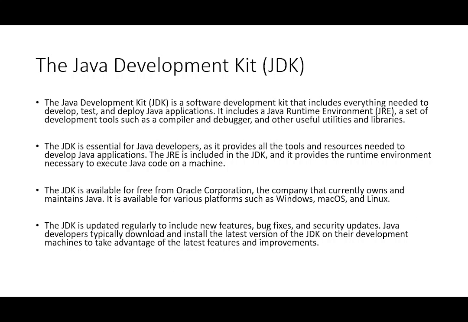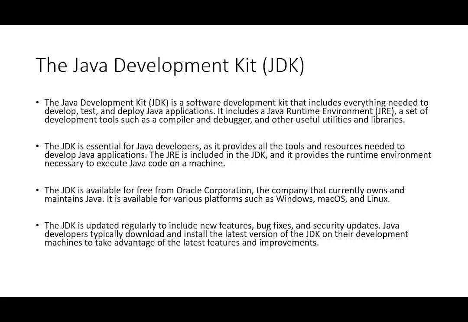So what is the Java Development Kit? The Java Development Kit is a software development kit that includes everything that is needed to develop, test, and deploy Java applications. We'll be talking more about what it has on the next slide. The JDK is essential for Java developers as it provides all the tools necessary to develop Java applications. It is available free from the Oracle Corporation. We'll also be going over where you can access that shortly. It is, as we mentioned before, the current owner of Java.